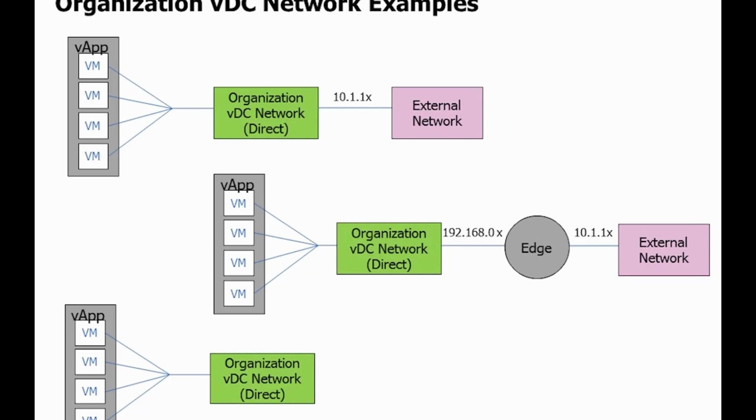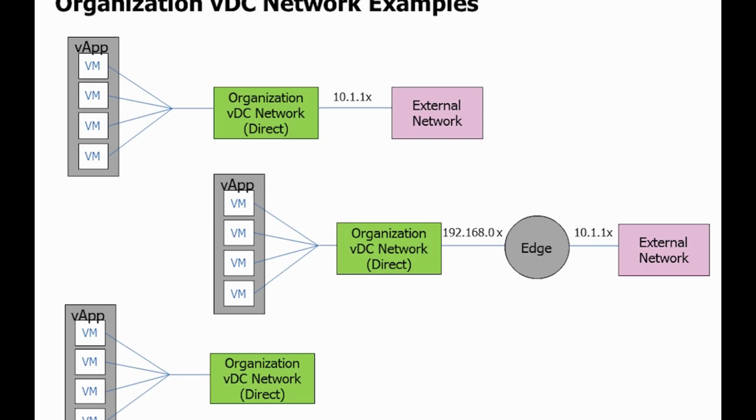So I've got some graphics here that came out of the VCAT from VMware to help explain visually what we're talking about in this lesson. The topmost graphic is a direct connected org VDC network. It's an external direct network. And as you can see, we work from left to right. The virtual machines within the vApp can talk to the org VDC network, which then directly communicates with the external network. There's no router, there's no NATing. It's just a direct connection straight from the org network directly to the external network.